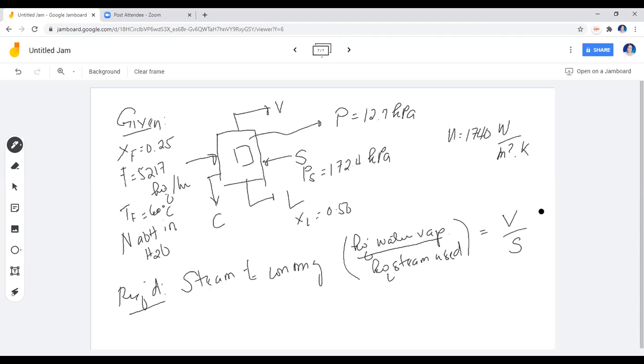So let's be guided by this because this is our goal. Now, since we want to have the V, we need to do material balance. Since we want to know the S, we need to do both material balance and energy balance. And since our solid in our feed is 25%, it's greater than 10%, then we cannot neglect PPR. We are to consider PPR.